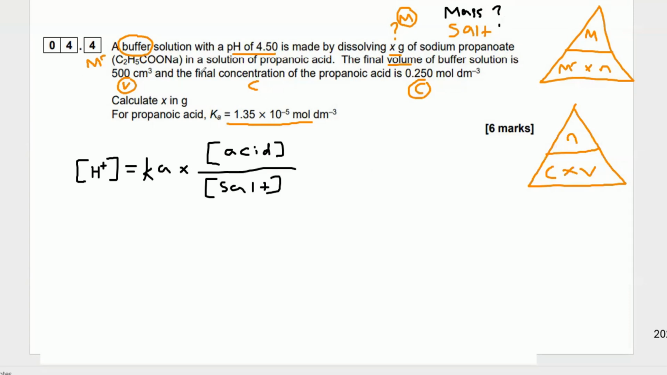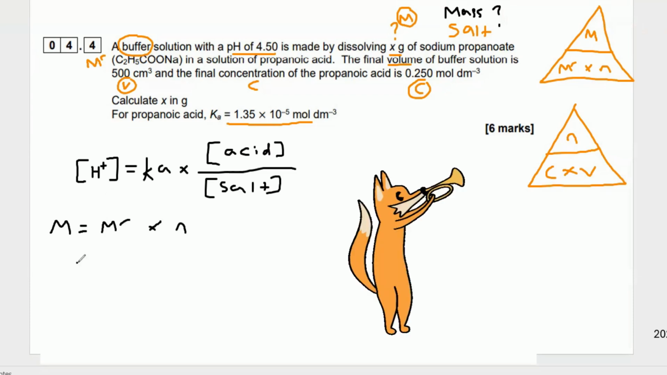So we know that the mass of the salt, which is what we want to do, is Mr times moles of salt. So I can work out the Mr of the salt. If I do C2, that's 2 times 12 is 24, plus 5 for the 5 H's is 29. We've got plus another 12 plus 32 for the oxygens plus 23. I'm going to get 90.